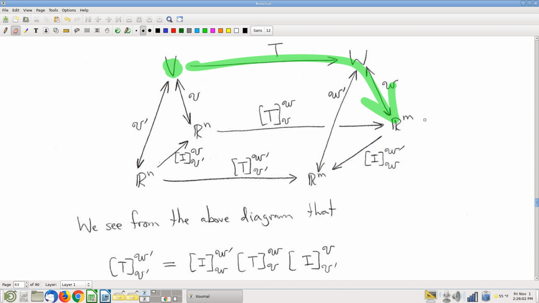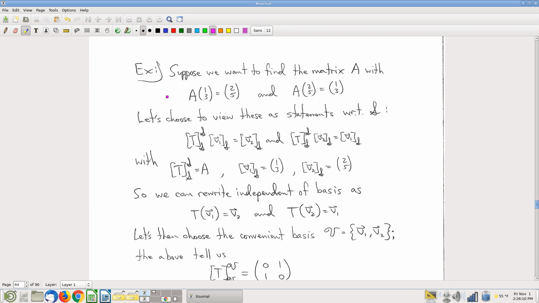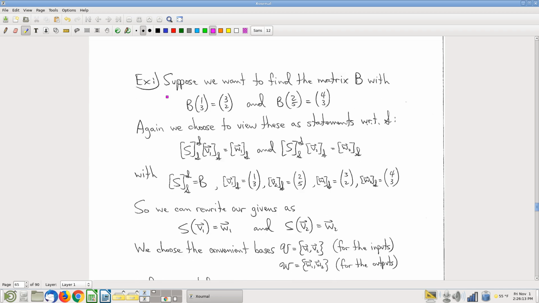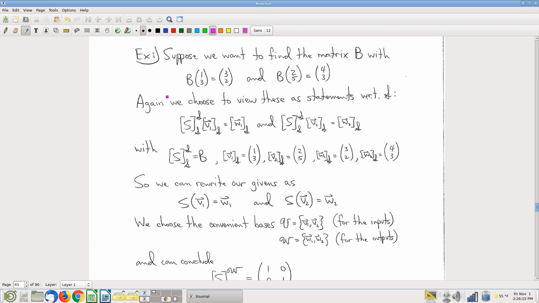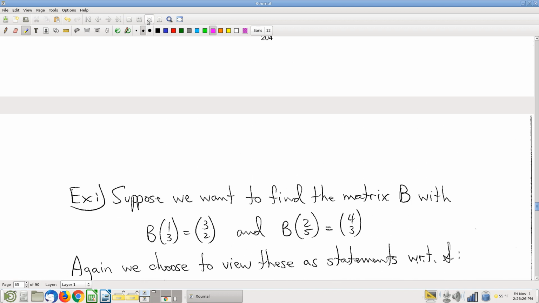Okay. All right. Couple of examples on the next few pages. I'm going to skip this next example because it's not quite as challenging as this example, which is very, very similar. So I'm going to do this second example. I leave the first one to y'all to think through on your own. Here's the idea. Suppose I want to find a matrix B that has these two features. I want the matrix times (1, 3) to be (3, 2), and I want the matrix times (2, 5) to be (4, 3). I mean, how would I find a matrix that does this?